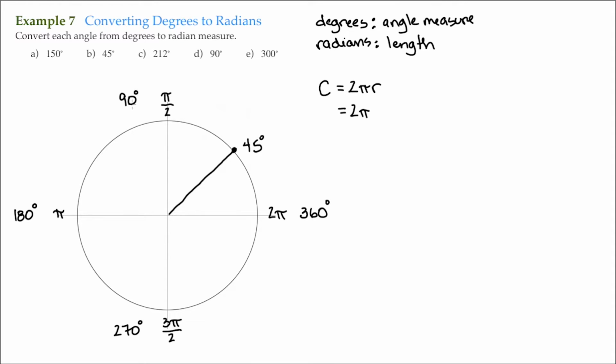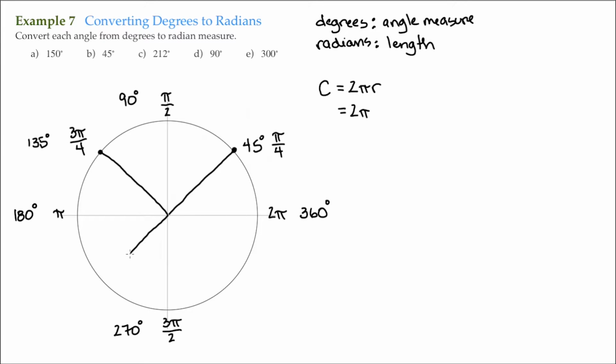So 45 degrees is half of 90 degrees. So then half of pi over 2 is pi over 4. Here's 1 pi over 4, 2 pi over 4, which reduces to pi over 2. Another 45 degrees, this is 3 pi over 4, and we know that to be 135 degrees. Another 45 degrees, that's 4 pi over 4, which reduces to pi.